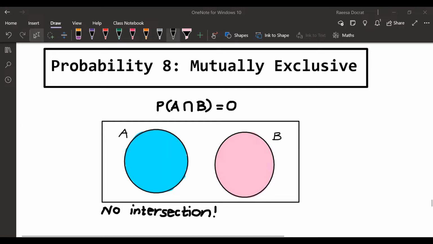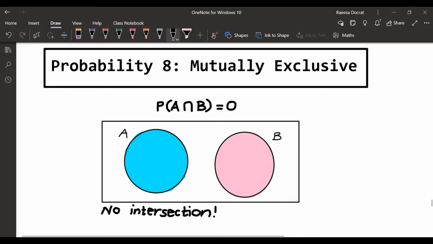In this video, we're having a look at mutually exclusive events. So what is a mutually exclusive event? It's two events that cannot happen at the same time. So we have different ways of understanding it.